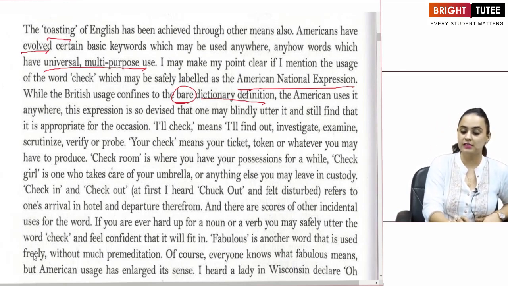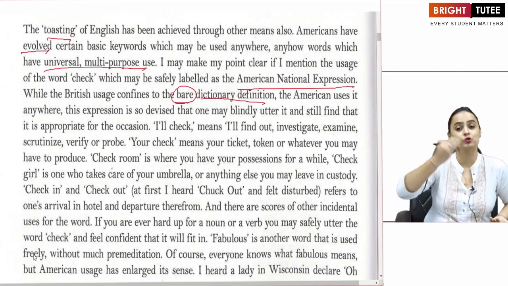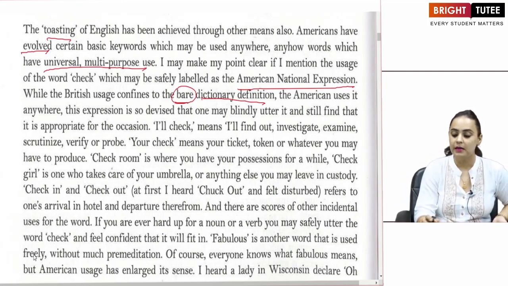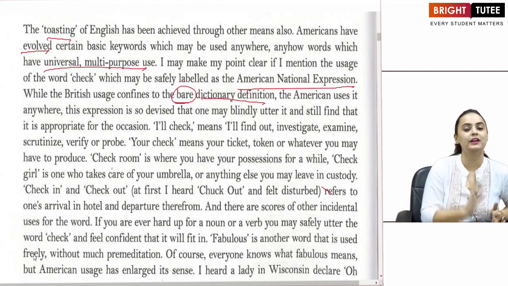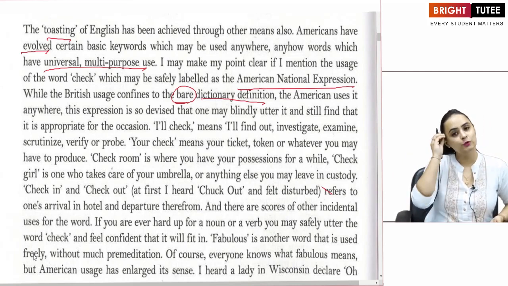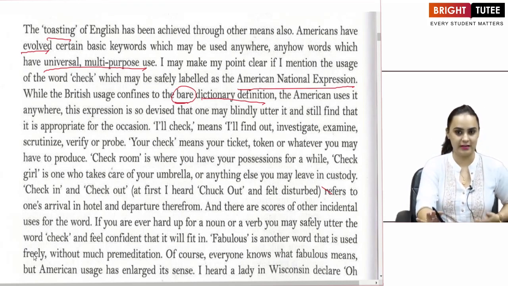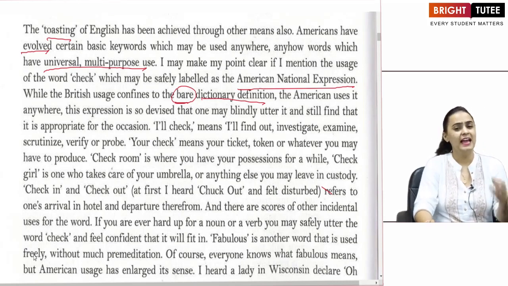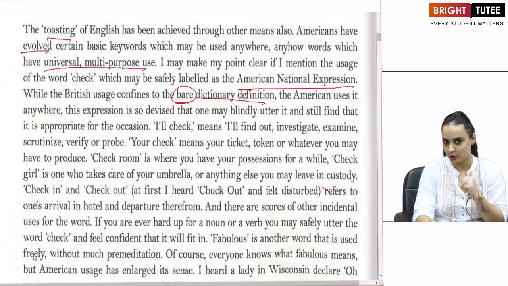This expression is so devised, it is so evolved, that one may blindly utter it, that a person can just speak it without thinking and still find that it is appropriate for the occasion. So you can just say check for anything and be sure that it is going to fit somewhere or the other, that it is not going to look abrupt, and it is going to have a meaning in context to what you have spoken.